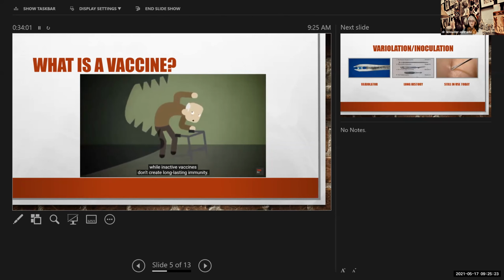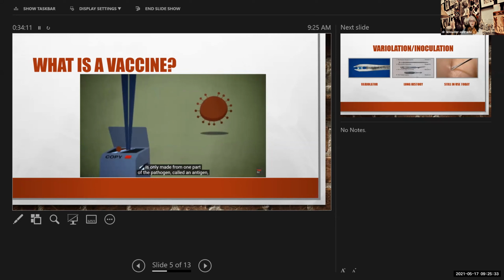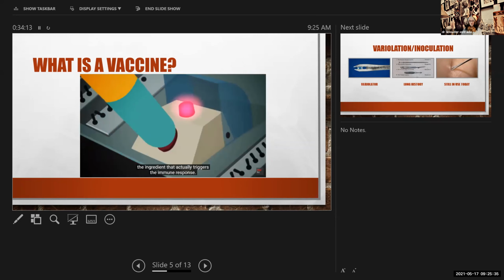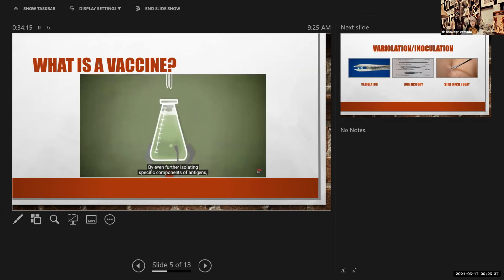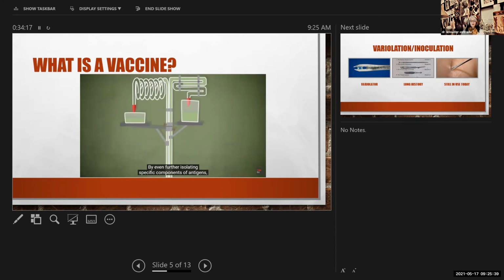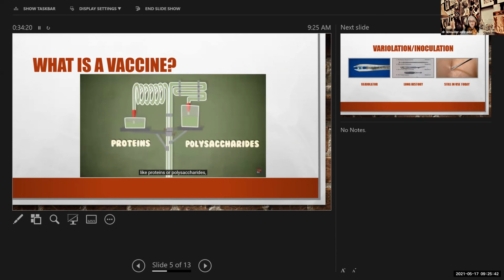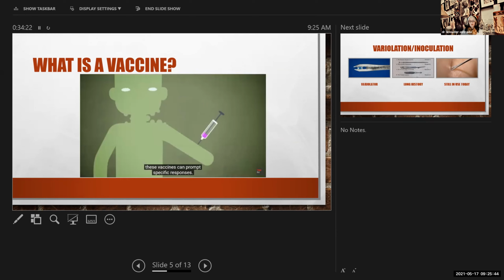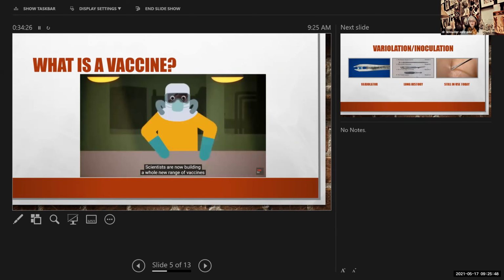Another type, the subunit vaccine, is only made from one part of the pathogen, called an antigen, the ingredient that actually triggers the immune response. By even further isolating specific components of antigens, like proteins or polysaccharides, these vaccines can prompt specific responses.